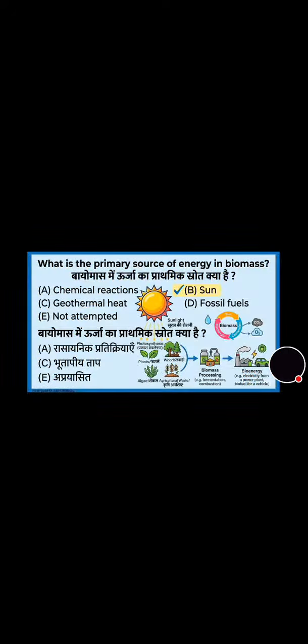What is the primary source of energy in biomass? And its correct answer is option B, sun. Sun is correct answer, option B. Now move towards the next question and last question of today's part number 11. Which of the following effect is primarily used in the construction of commercial electrical instruments? And its correct answer is option C, magnetic effect.